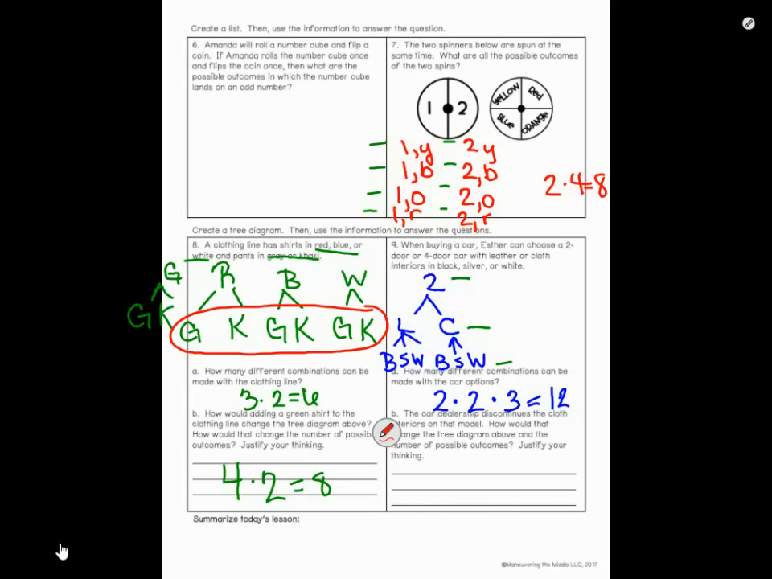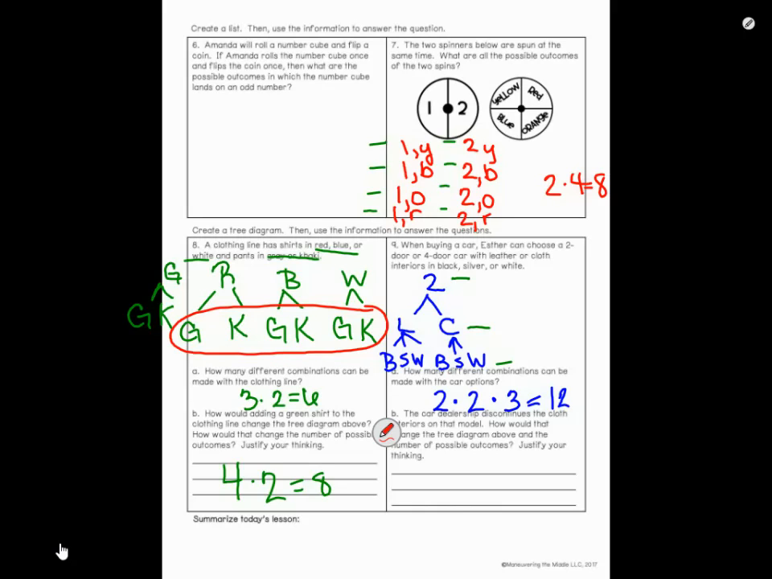Okay, so for B, the car dealership discontinues the cloth interiors on that model. How would that change the tree diagram above and the number of possible outcomes? Same question as number 8, but here they're discontinuing. Real quick, stop and talk to your neighbor about the word discontinue. What does that look like in our math sentence? Okay? All right, you should have said that they pulled it out. They pulled it away. There's no longer that piece of information.